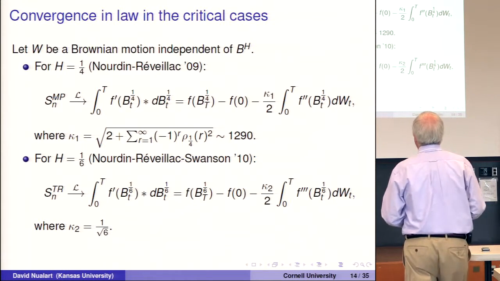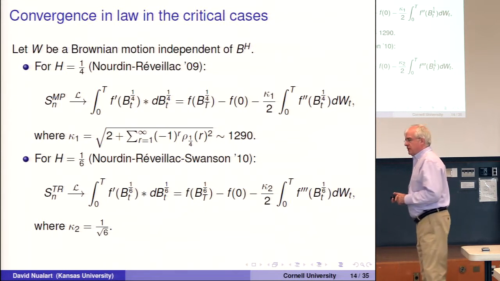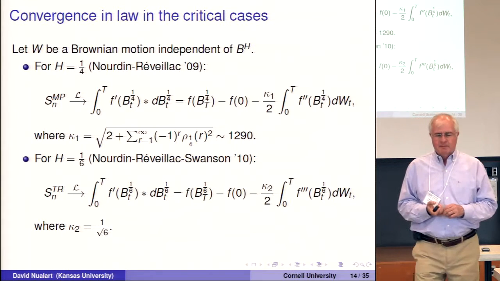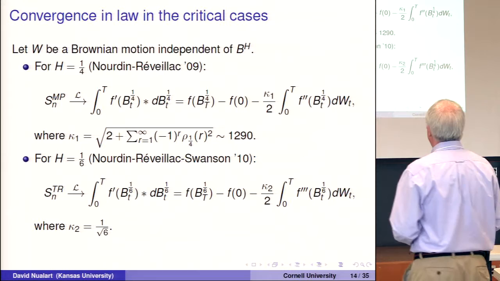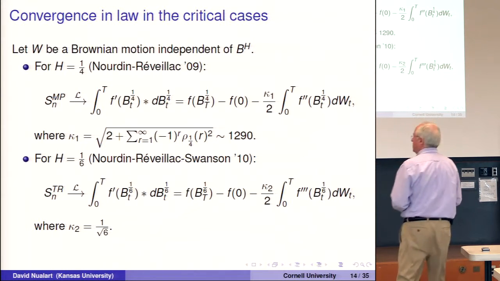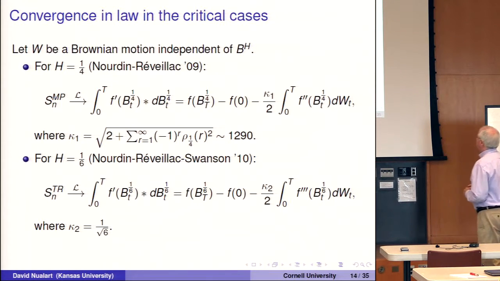So these are examples of non-central limit theorems that occur in these critical cases 1/4 and 1/6 of fractional Brownian motion. So that's some results.